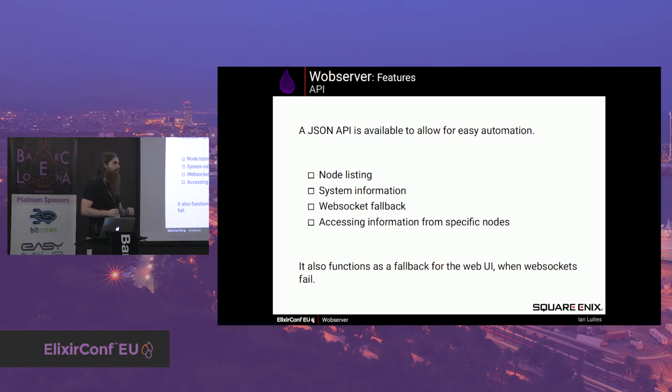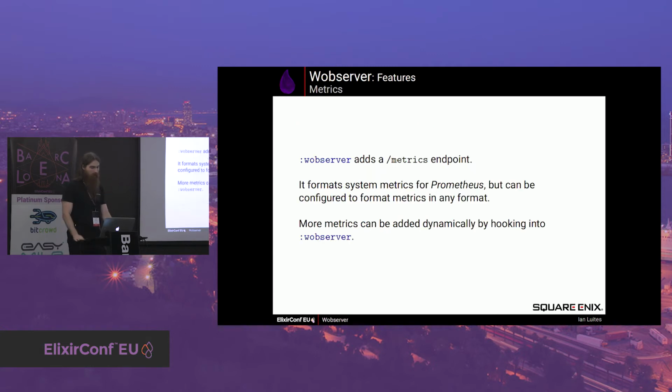And why did we add that? It's easier for automation, so you can check the state of the system with something else, because pretty much everything can parse JSON and do HTTP requests. You can get a list of all nodes through the JSON. And the normal UI works through WebSockets. If for some reason the WebSockets don't work, which can be with a load balancer or a firewall that doesn't really like them, then it will fall back to using the JSON API.